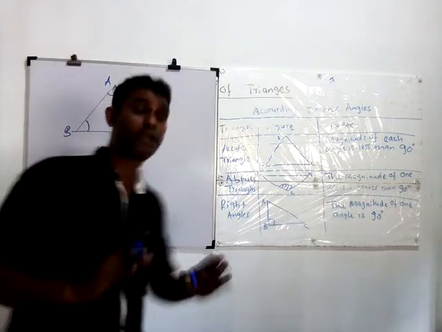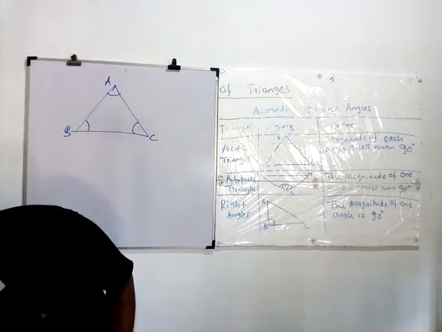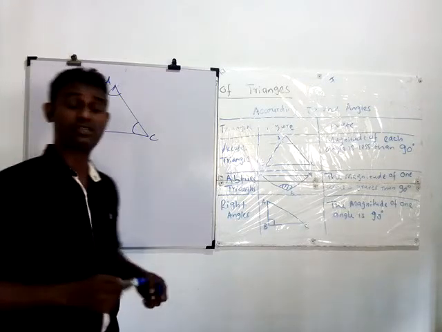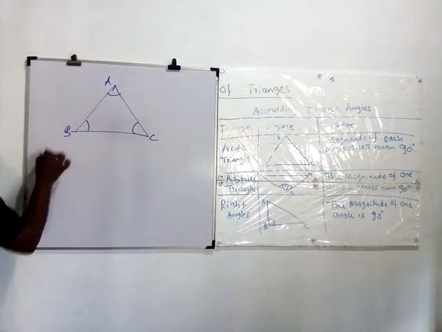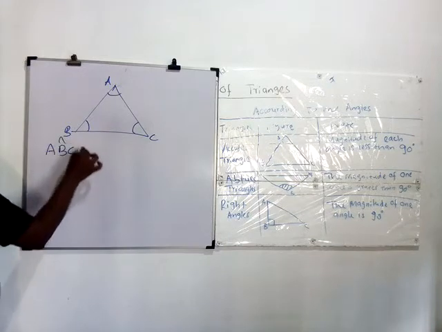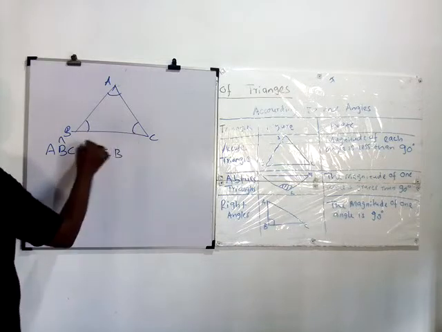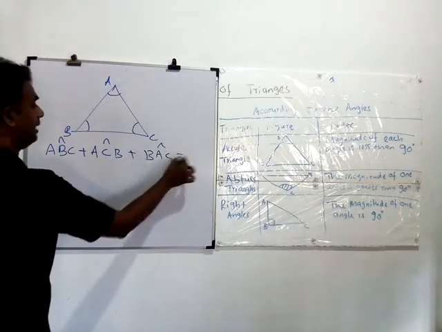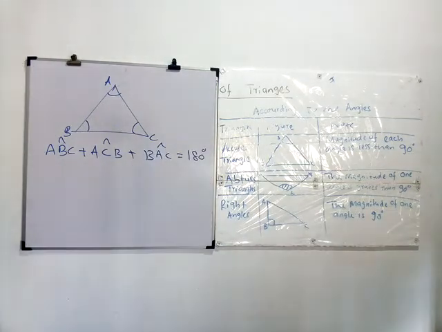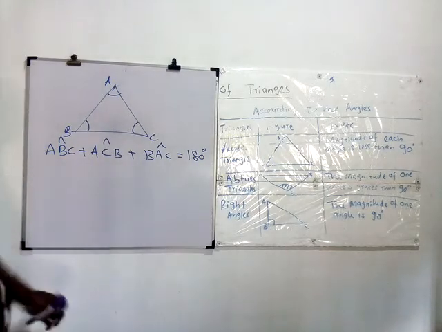According to that theory, we want to discuss and solve some problems, and give answers for the exercises. That means angle ACB plus angle ABC, plus angle BAC, should be 180. That is the theory. According to that theory, we want to solve some exercises.